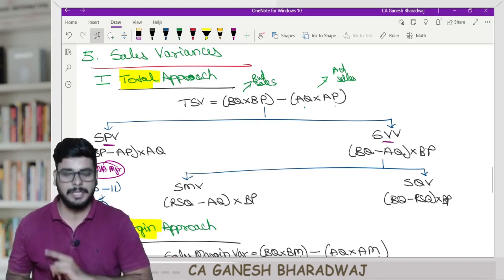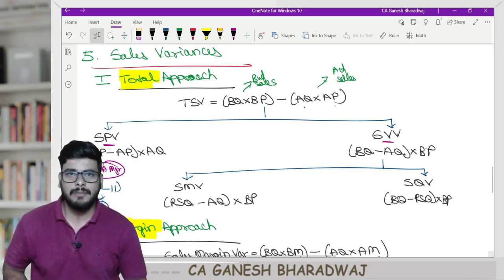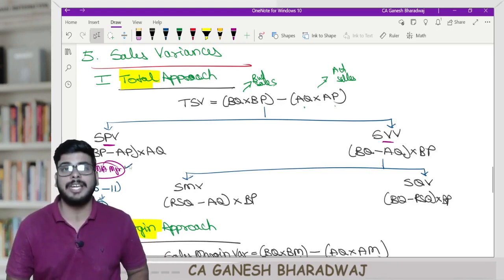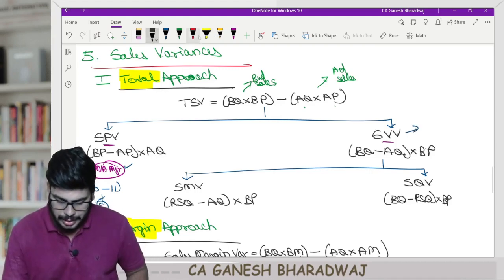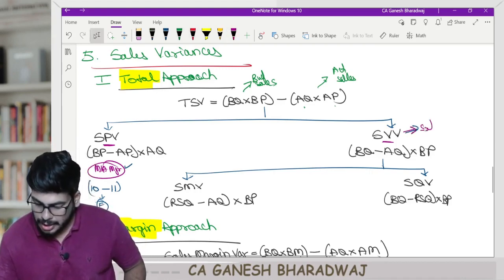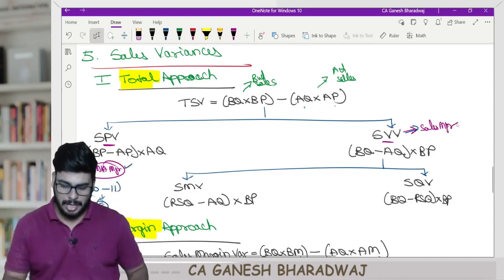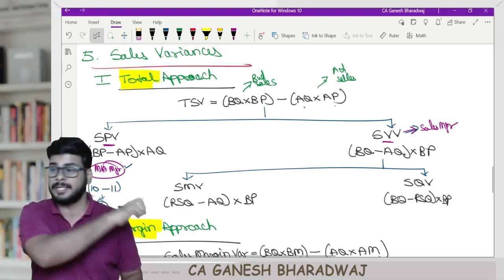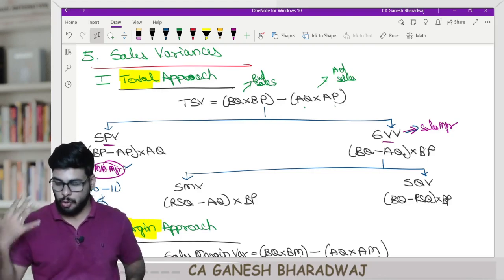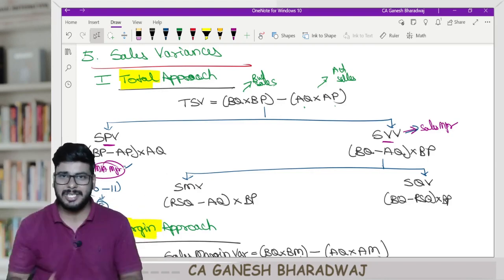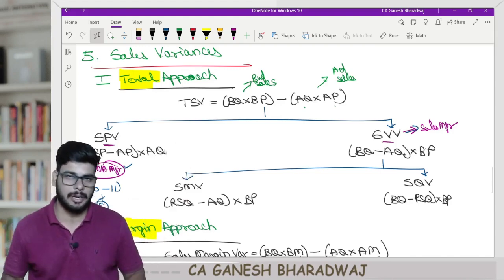So budgeted price minus actual price into actual quantity. Why? Because the quantity decision is not taken by the marketing manager. Then who takes the quantity? The volume decision is taken by another guy called the sales manager. Are you clear with this? He decides how many units to sell. The marketing manager decides what the selling price should be. Clear with this, guys? So the marketing manager is dependent on the sales manager. So the same logic here: into actual quantity. When I say quantity, it means units sold here.